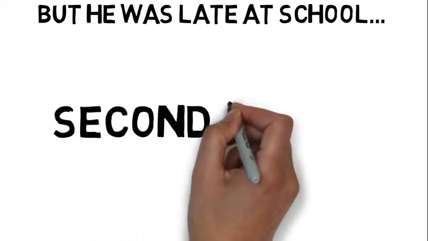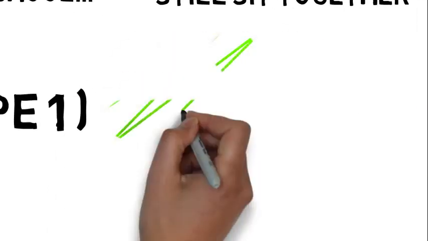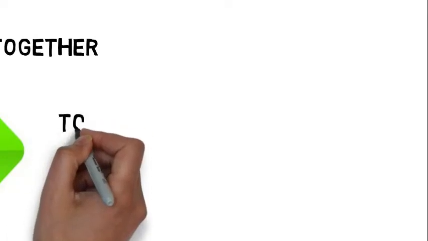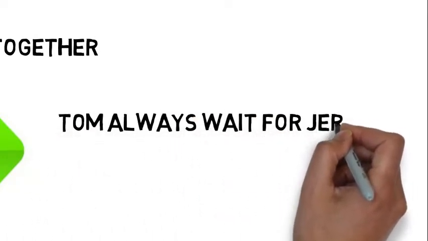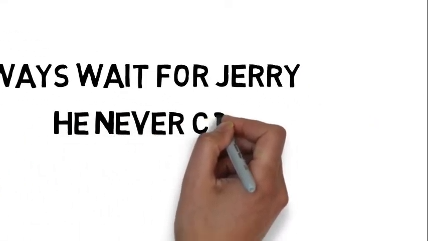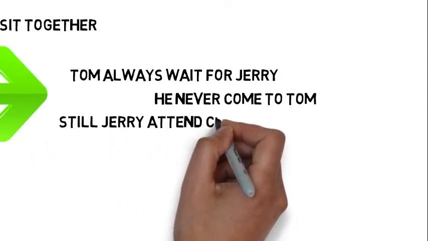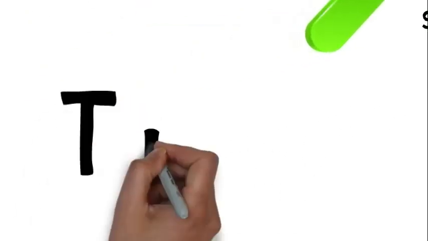In second degree, there are two types. In type 1, what happens? Tom is waiting for Jerry for so long, but Jerry is not attending school. That means the P wave is still waiting and the QRS complex is coming too late. Still, the QRS complex comes two or three times in a row. That means Jerry is attending at least two days in a week.